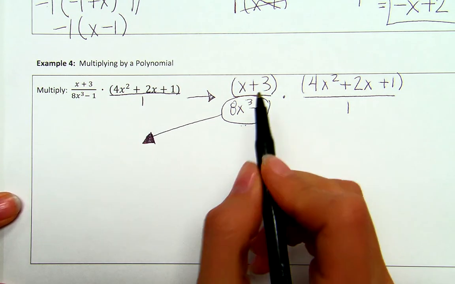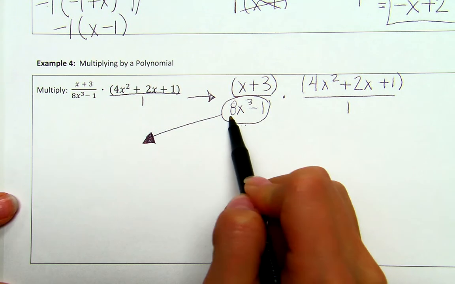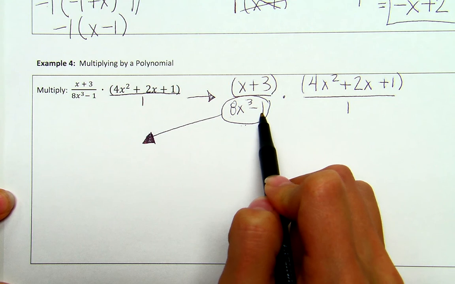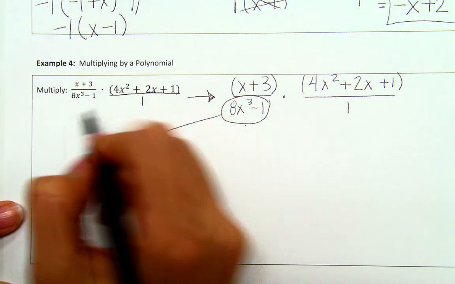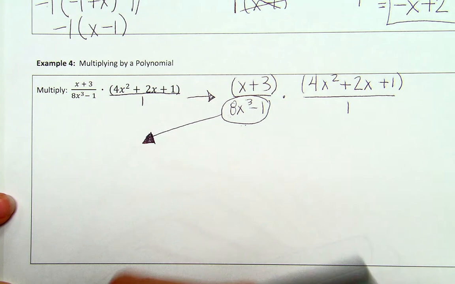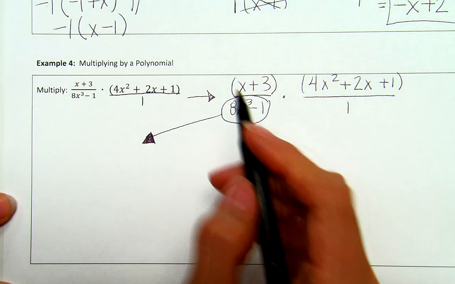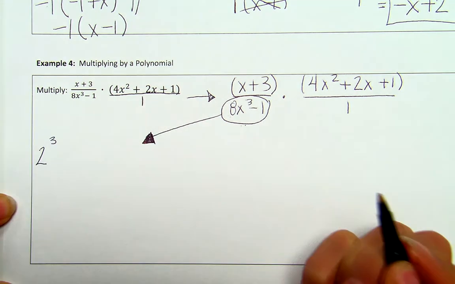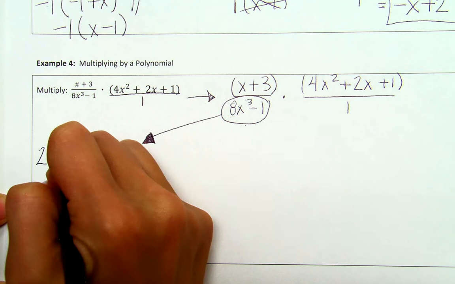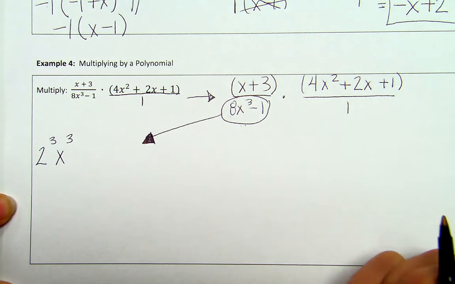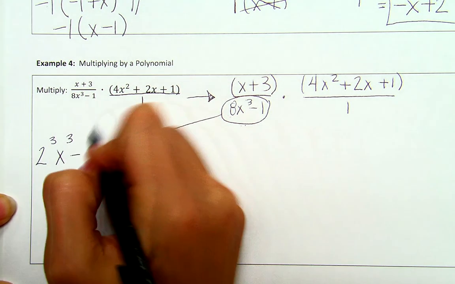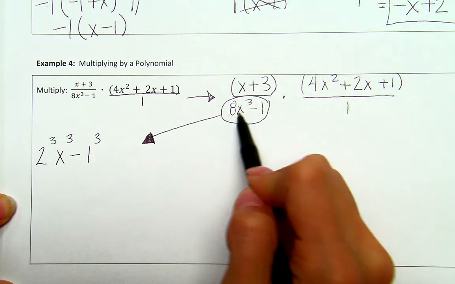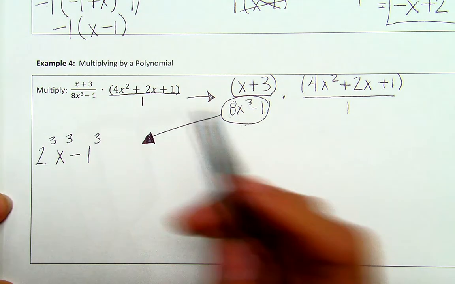Well, the first is recognizing you have perfect cubes. An 8 is a perfect cube, an x cubed is a perfect cube, and of course 1 is a perfect cube. So the first thing we're going to do is write each of these terms before they were cubed. 8 before it was cubed was 2 to the third power. X cubed before it was cubed, again, was x to the third power, minus, and of course 1 can be written as 1 cubed. So we took each individual term and wrote them as they were before they were cubed.